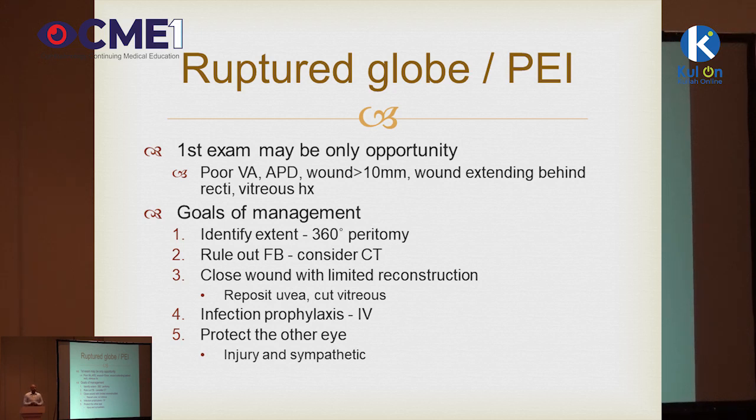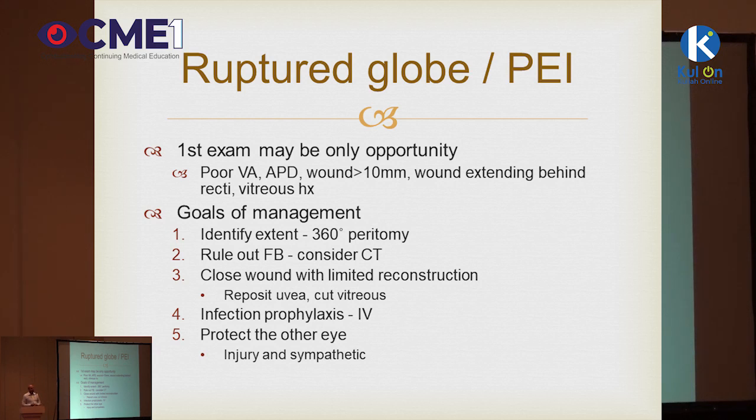Once you've identified where the rupture is, you need to close it. And it depends which surgeon you speak to. We all have different techniques for closing the wound, but I typically like to use non-dissolvable sutures to close globe ruptures. So I either use Prolene or nylon sutures to close the wound.